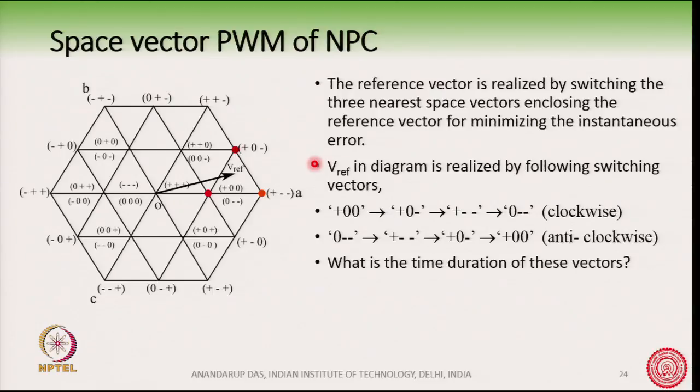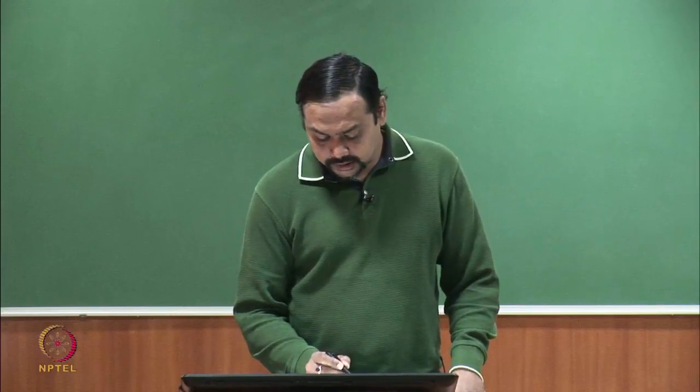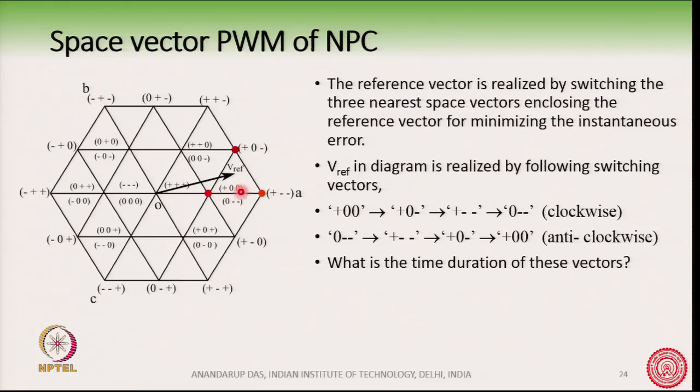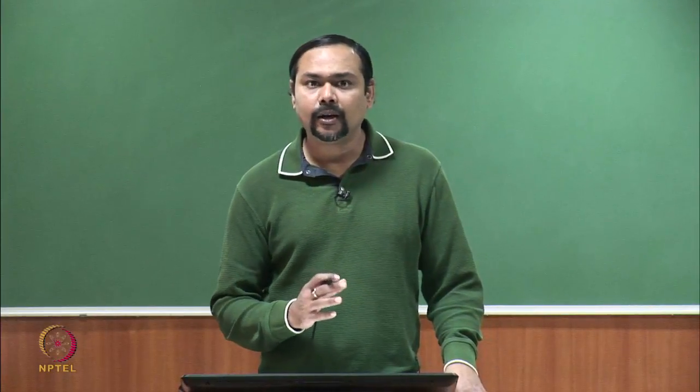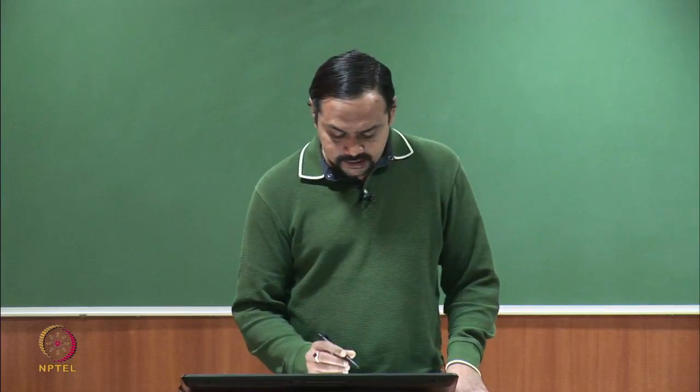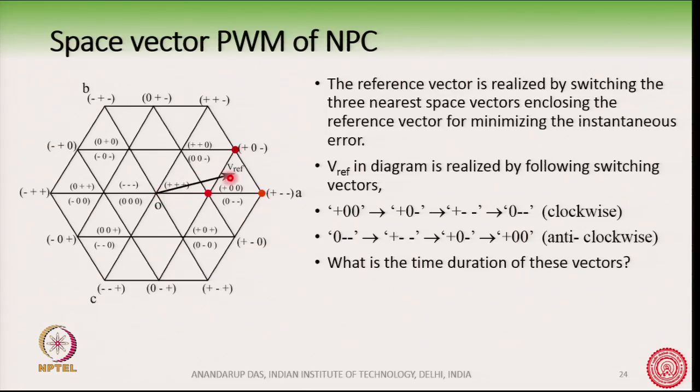Of course, why am I doing that? Why are we doing like this? Because we want to minimize the instantaneous error between the Vref and the actual vectors which we are switching. Remember now that you can have a feel of the instantaneous error. See, this is for example Vref. This is the vector which we want to realize.